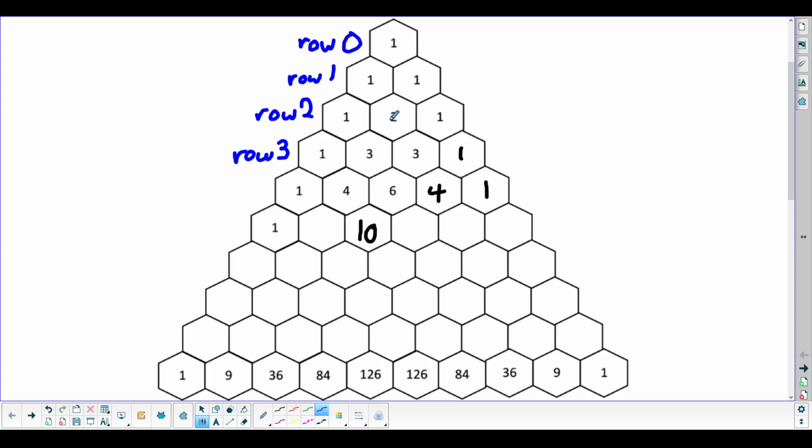Row 1, row 2, so 1, 2, 3, row 4. This would be row 5, and if we add the 2 above, we get 5, etc. So this bottom one here is row 9. Okay, so that's something that's going to be important, the row numbers, in that it starts at the top with row 0 when we do our next lesson.